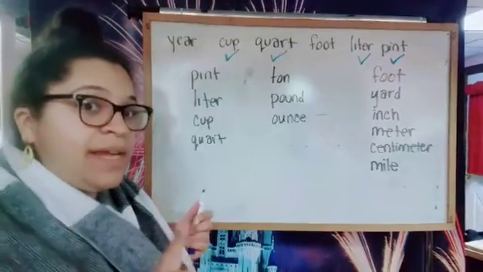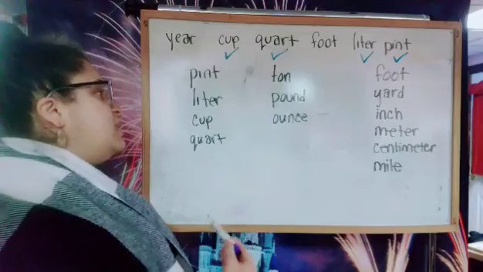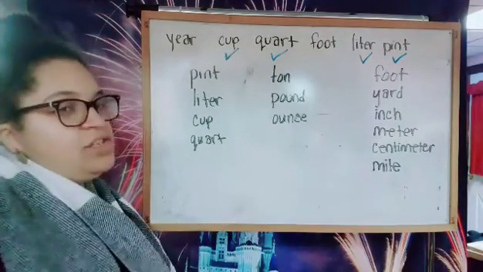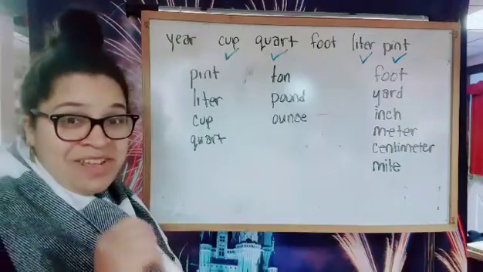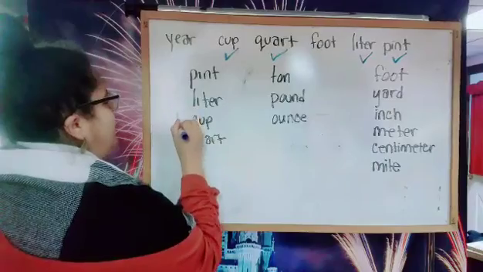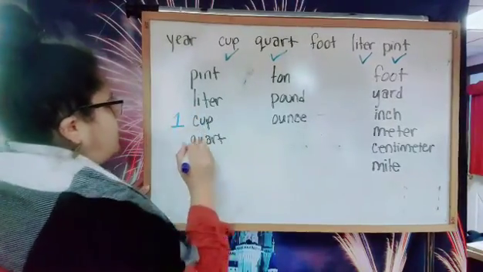So the least will get a 1 next to it, and the greatest will get the biggest number in that list. So let's look at this list of 4 items: pint, liter, cup, and quart. Which one of those is the smallest unit of measurement that we see? If you said cup, you were right. Good job. A cup is 8 fluid ounces.